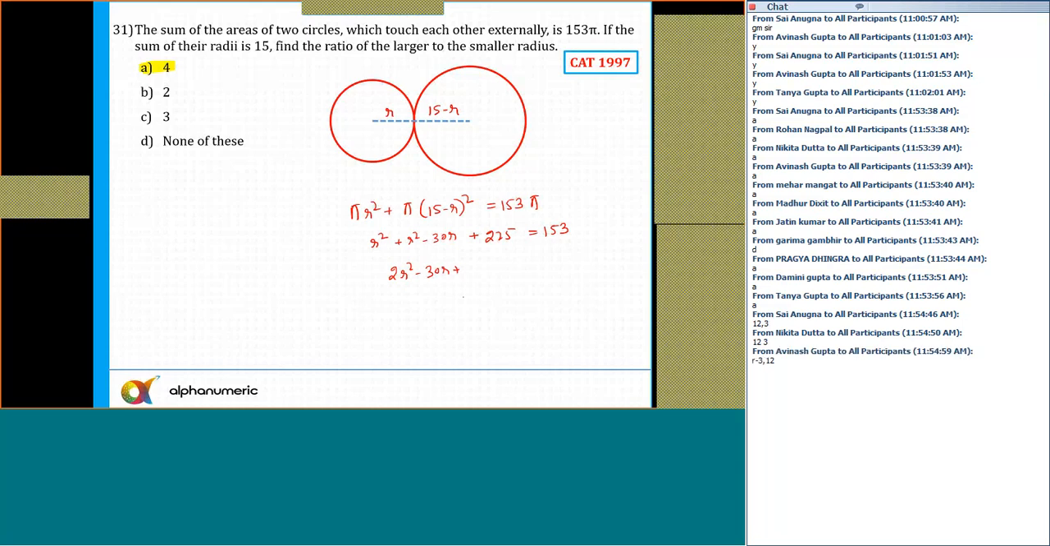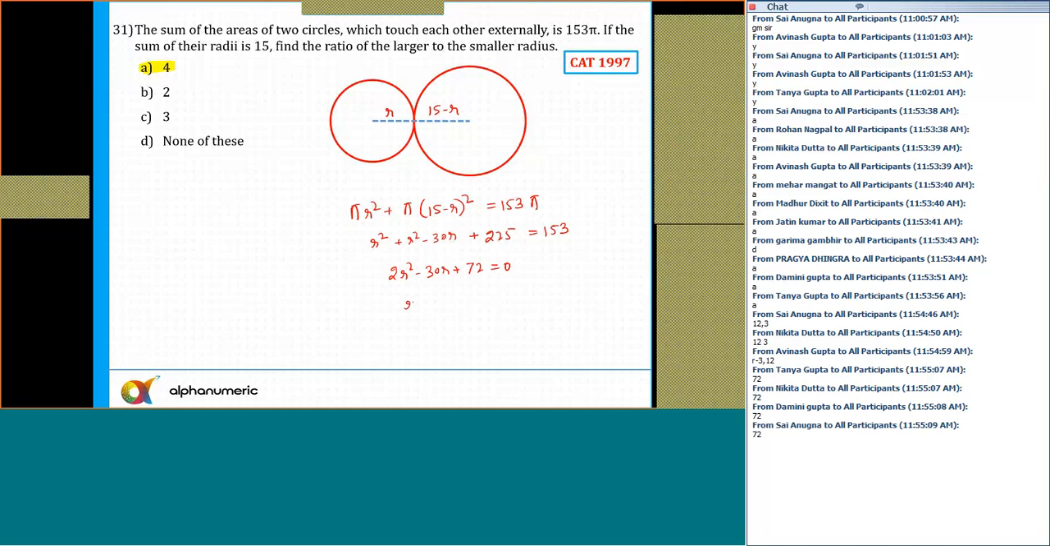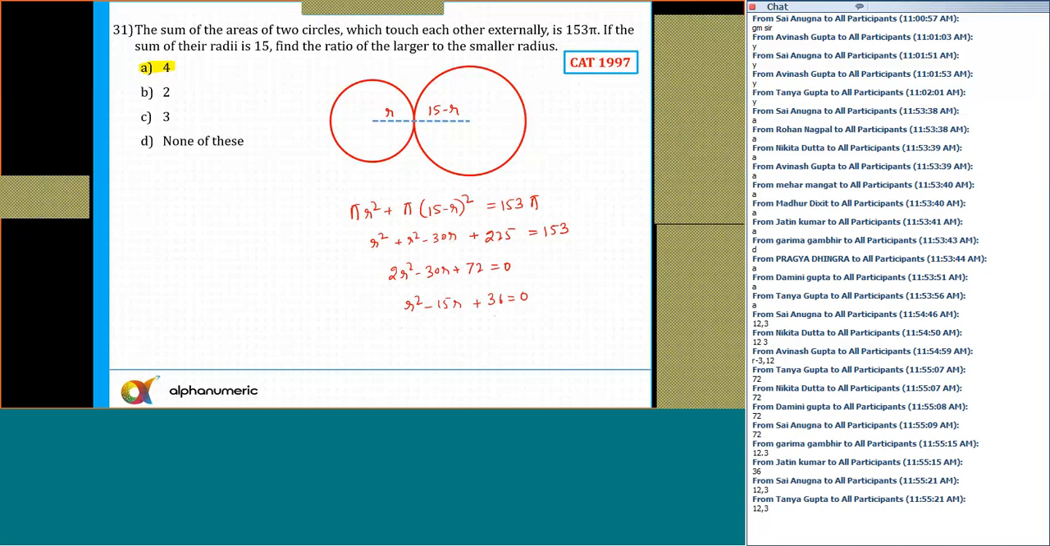What is 225 minus 153? That will be 72. So 2r square minus 30r plus 72 equals 0, or r square minus 15r plus 36 equals 0. Can you factorize 36 in two ways? 12 and 3. Yes, so (r minus 12) into (r minus 3) equals 0. So r is 3 and 12. The smaller one is 3 and the larger is 12. Ratio of larger to smaller is 12 by 3, which is equal to 4.